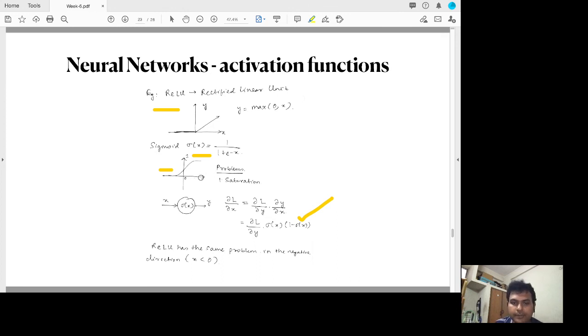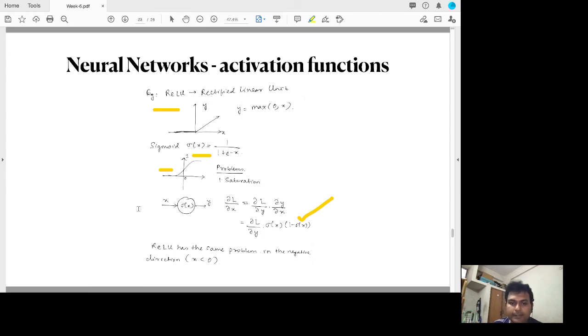If your x becomes slightly positive, then dou L by dou x becomes close to 0, which means that your network stops learning, because your gradient was flowing till y, but from x onwards it becomes 0. So everything to the left of x will also see a 0 gradient, and there will be nothing there. Is this point clear?